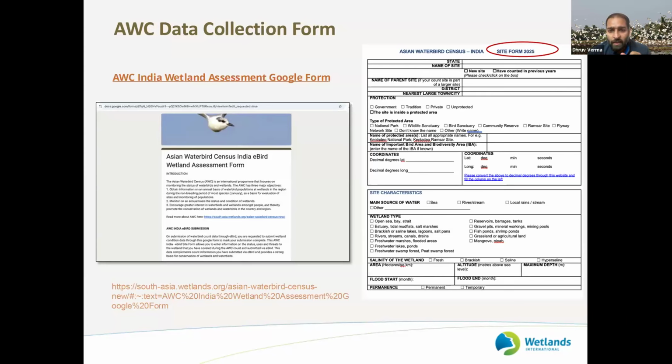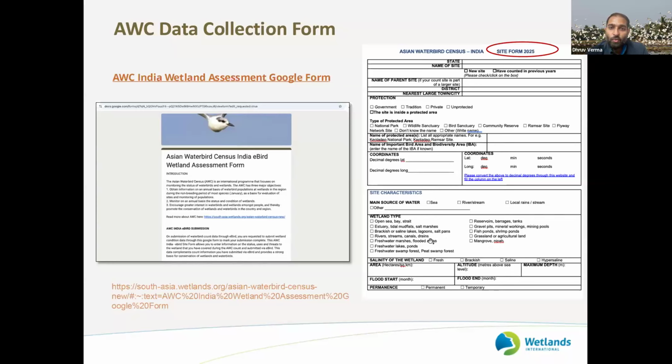Something like site name, name of the state, which district it is situated in, what kind of protection status it has, whether it's a national park or a community reserve, a Ramsar site, and so on, coordinates, and also a bit on the site characteristics, something like what kind of wetland type it is. Now, I'm not sure if you are able to see this particular image on the right-hand side. In the middle, there is a section called wetland type.